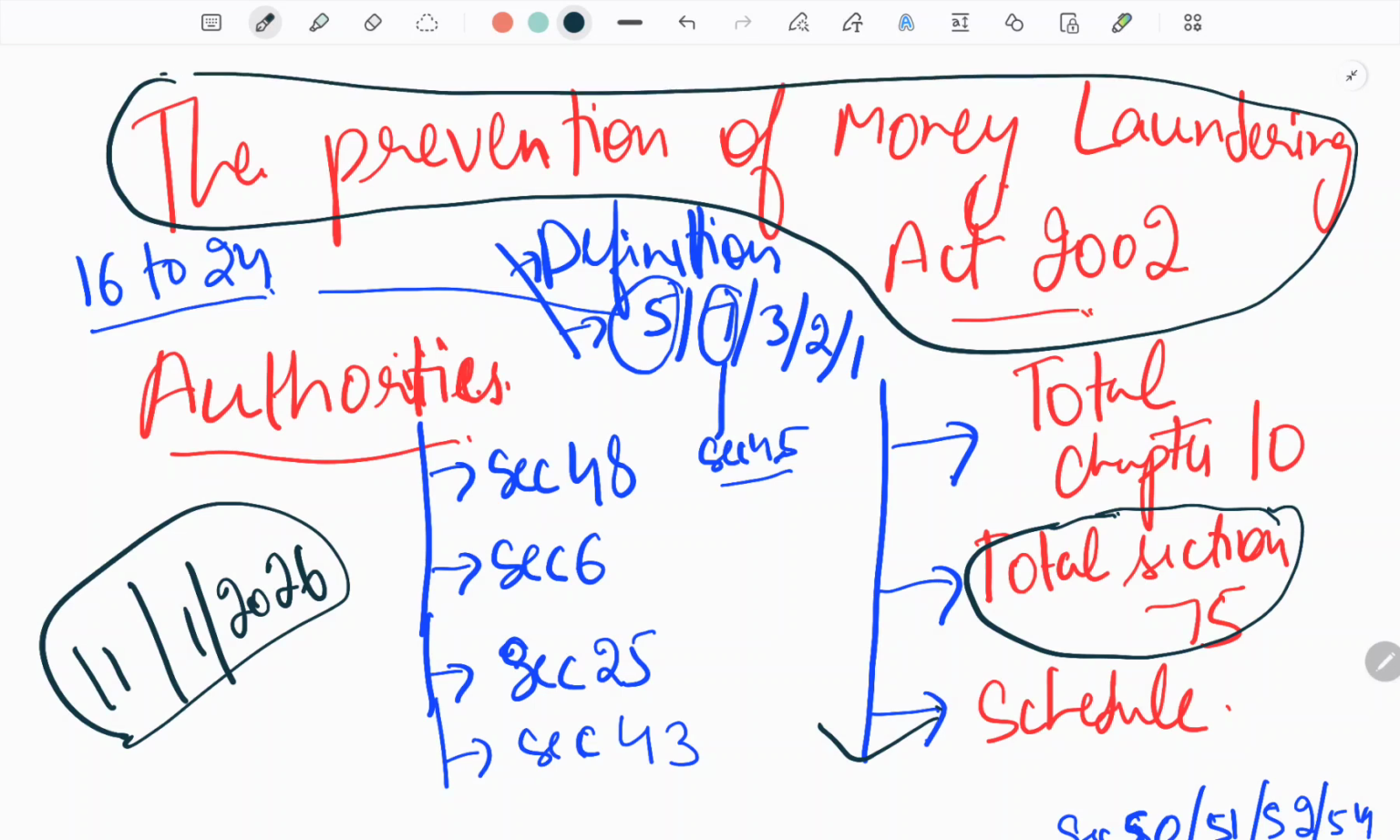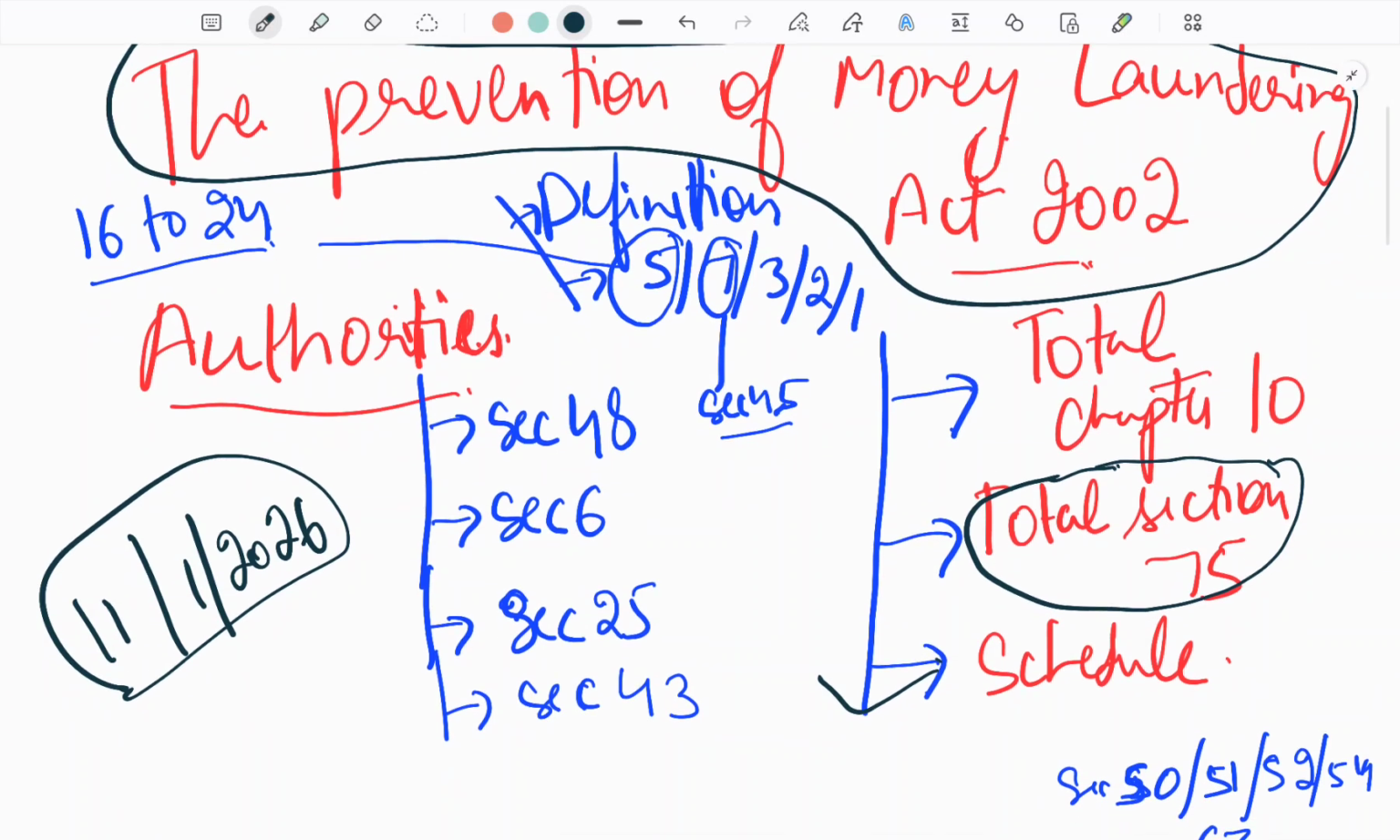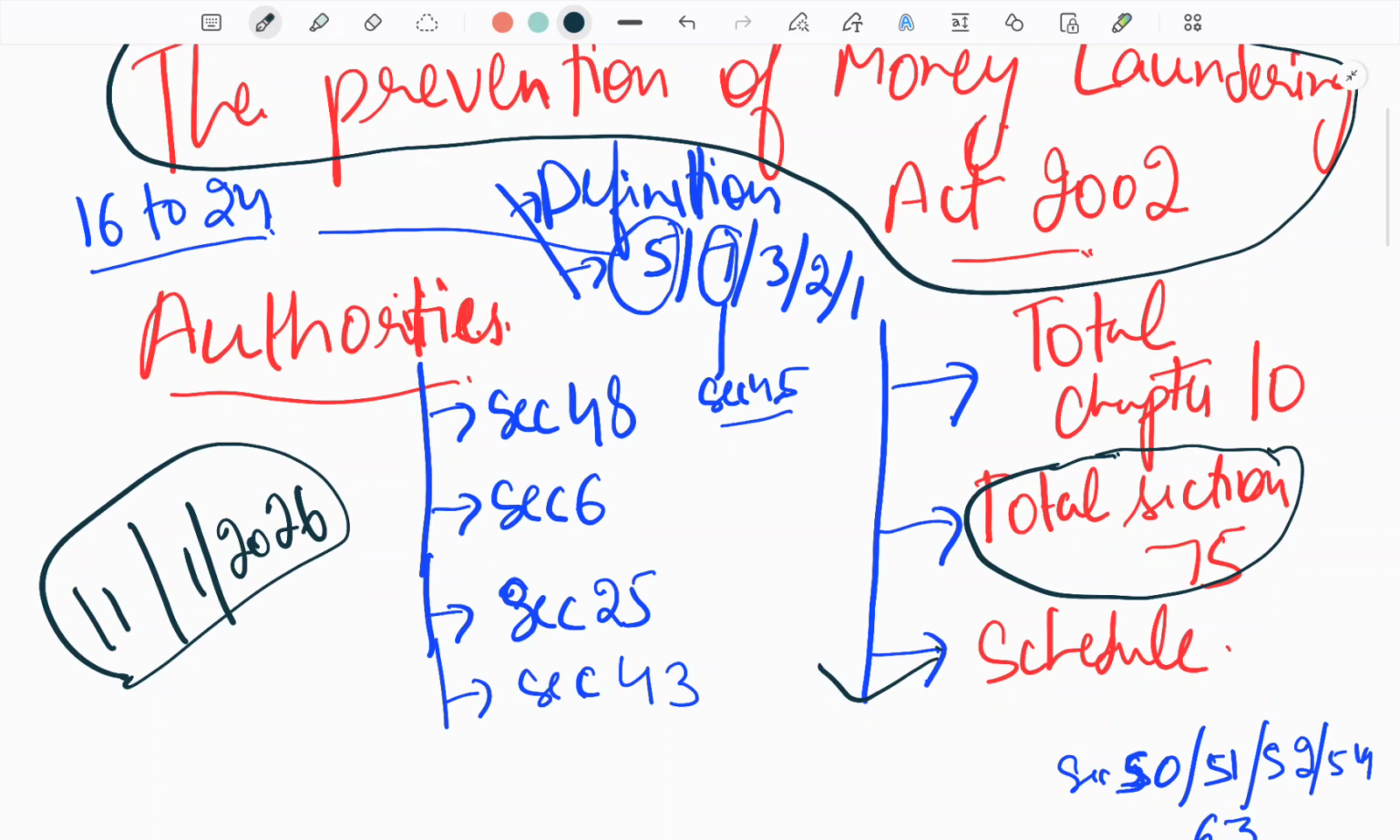So we already know about the Money Laundering Act, which is a prevalent act right now. We have seen that in many states the ED has been making investigations with regard to the proceeds of crime or with regard to the scheduled offences, where they have attached the property. So there are certain chapters. We already know that there are 10 chapters under PMLA, 75 sections, and one schedule.